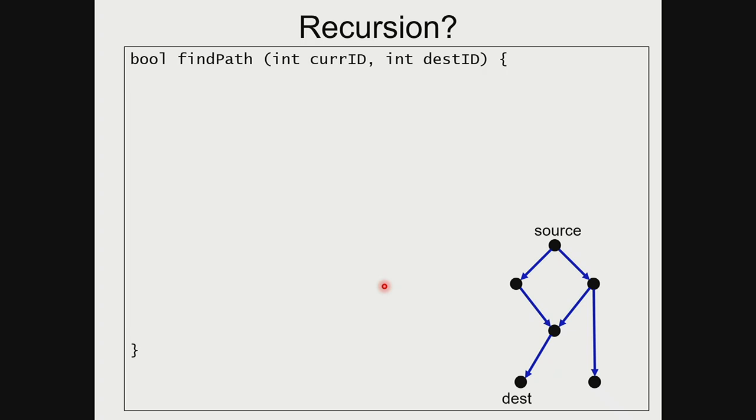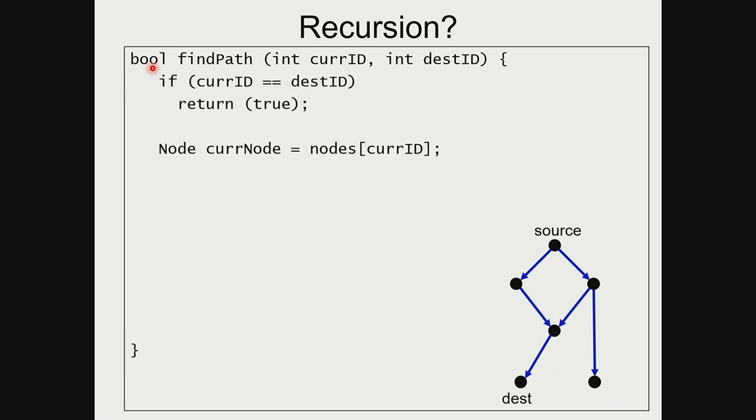So if the current ID that we are at is the same as the source destination, that means we are done. This is a Boolean function, so we can return true and say that, okay, we found a path. If not, then we continue. So we take what the current node is, and what else? What do we do next?